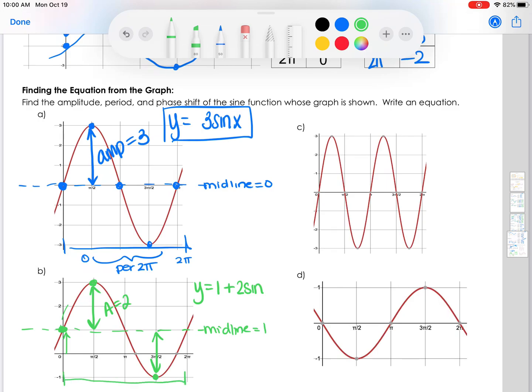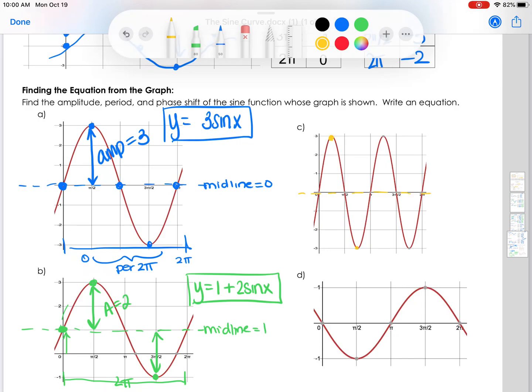So 2 sine. And then I want to know, is anything changing? Well, my period is from 0 to 2 pi. So my period is the same, and since I'm starting at 0, then there is no phase shift. So I have 1 plus 2 times sine x, or I could say 2 times sine x and then plus 1 at the end. We just don't want to confuse that 1 as being inside.